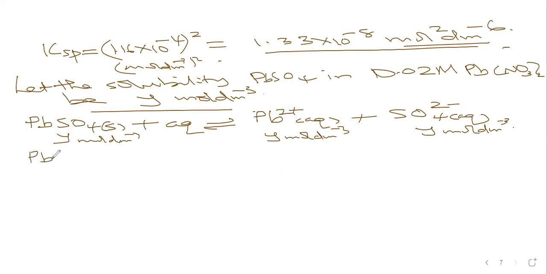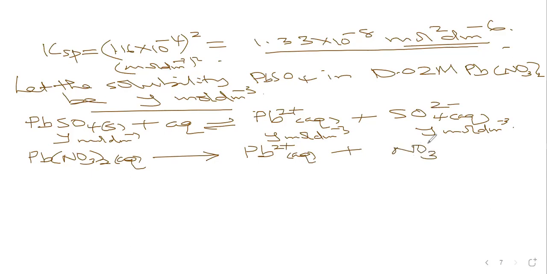Do you get me when I do that, or are you lost? I hope you're still on track. This one is a strong electrolyte, for it ionizes in solution. We are dealing with the common ion effect here, to give us lead 2 ions and nitrate ions. Its concentration was given to us as 0.02 molar. According to this, the lead 2 ion will be 0.02 molar, and the nitrate will be 0.04 molar. Are we still at par?